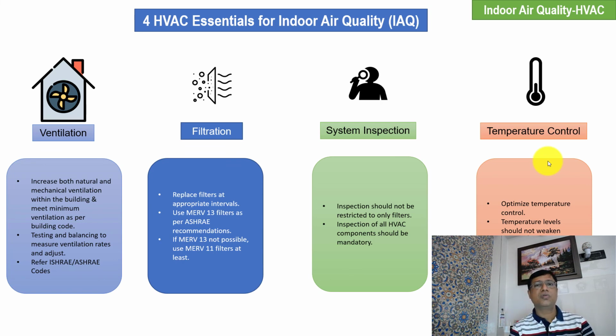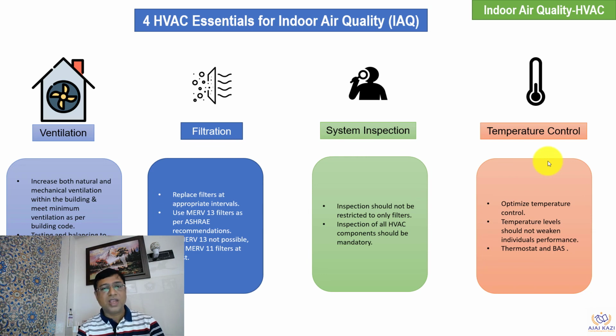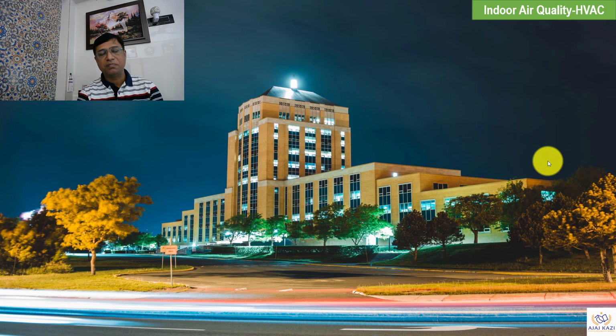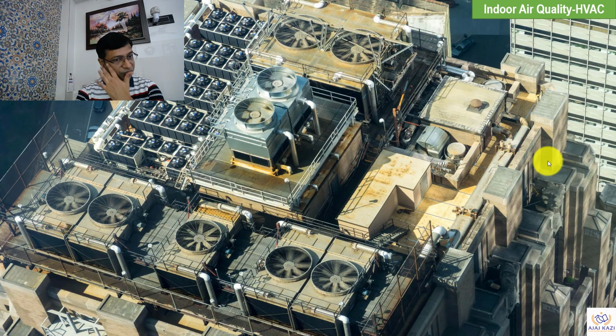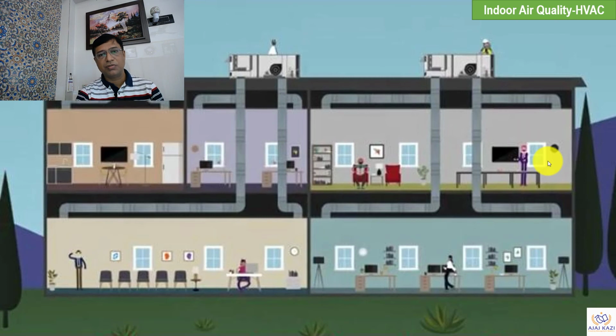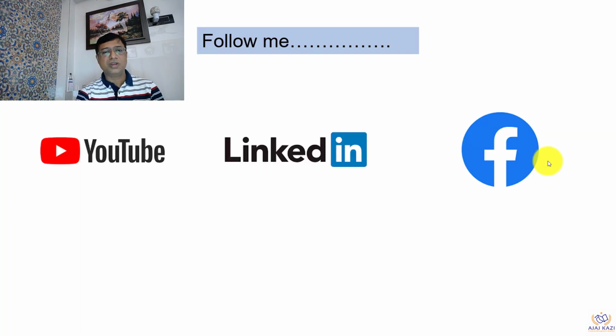System components have to go through inspection, and optimized temperature control to increase the productivity and performance of the people who are working inside a building space. So we should have a building with the right indoor air quality, so that the performance of the people who are working inside can be boosted. The HVAC system, as I said, plays an important role, and these are some of the photographs for HVAC systems which are important.